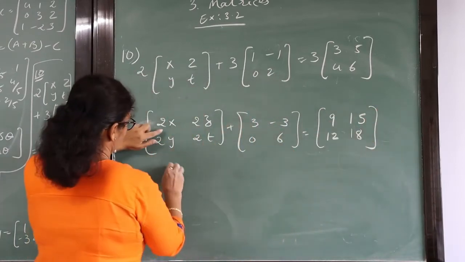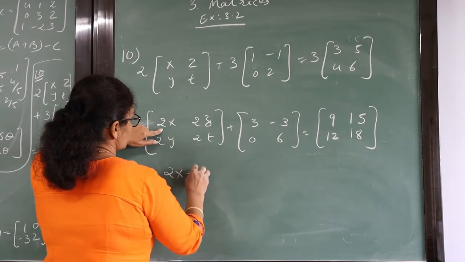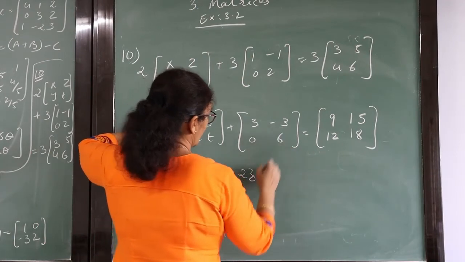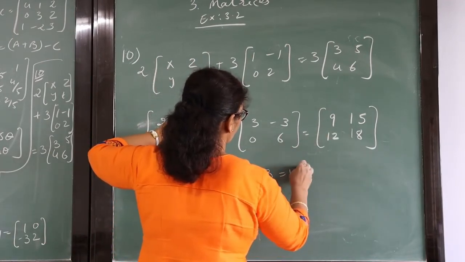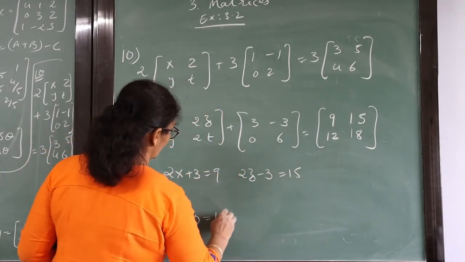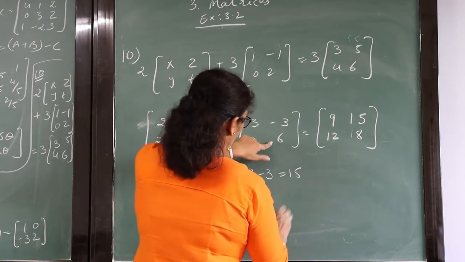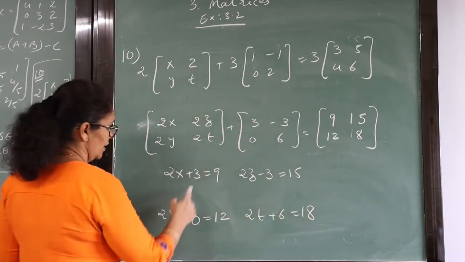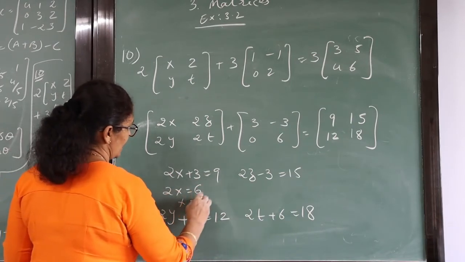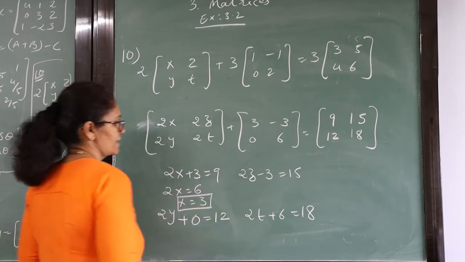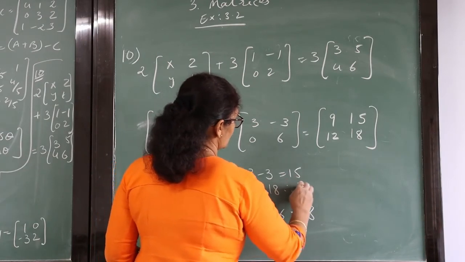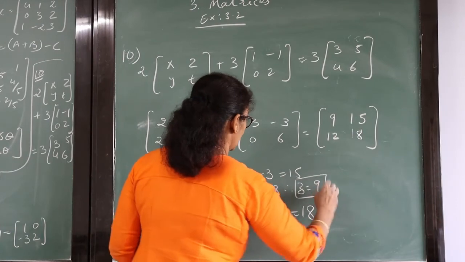Now let's make equations. First equation, 2x plus 3 equal to 9. Second equation, 2z plus minus 3 equal to 15. Third equation, 2y plus 0 equal to 12, and last equation, 2t plus 6 equal to 18. Let's shift these 3 to the side of 9, so it became 6 and your x will be 3, 2 3s are 6. 2z, let's shift 3 here. So 15 and 3 is 18, so that's why your z will be 9, 2 9s are 18.